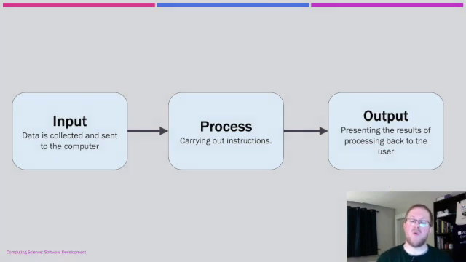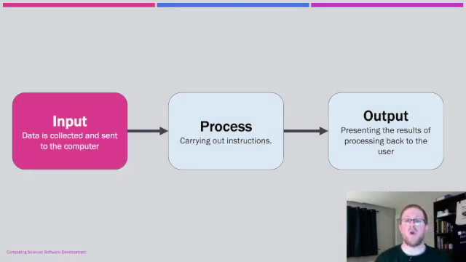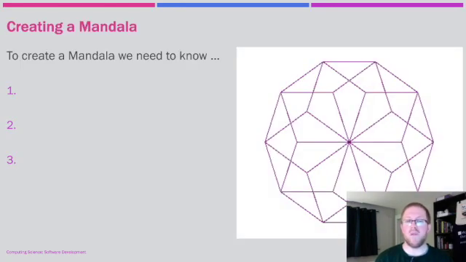This week we are going to focus on the start of this cycle and we're going to focus in on input. And that is where our program collects data from the user and creates a mandala based on the information that the user gives it. And in order to get input from the user, we need to know about a couple of different things. So we need to have a wee think about, how do I create the mandala? What information do I need to know about the mandala in order to create it?